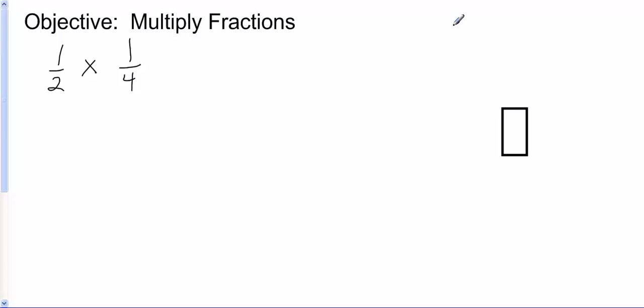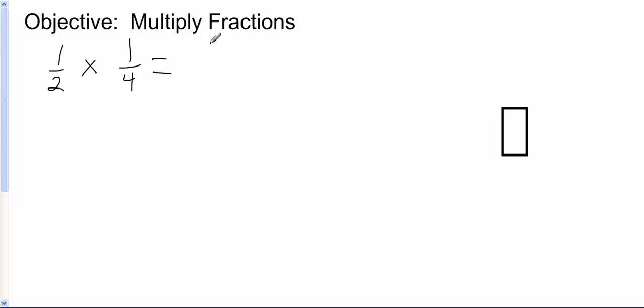Okay, today's objective is to multiply fractions. So here's our first example, 1/2 times 1/4. Now when we multiply fractions, all we're doing is multiplying the numerator times the numerator, and then the denominator times the denominator. It's a little bit confusing because usually when we think about multiplication, we get a really big number. But when we multiply two fractions together, our product, the answer, actually becomes smaller. So let's check it out.